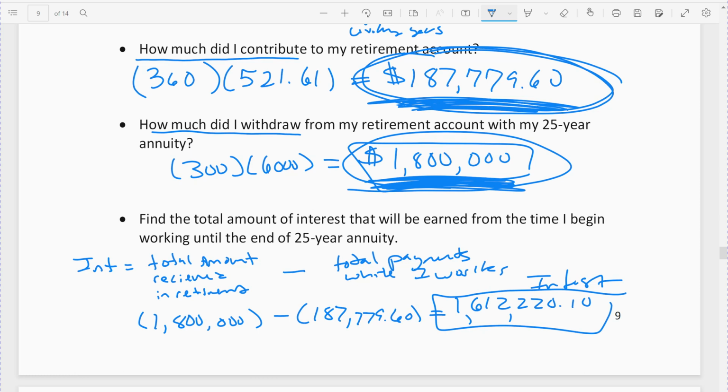All right, over $1.5 million in interest earned. Again, it's a long period of time, right? I worked for 30 years. I was retired for 25 years. So 55 years, if you think about it this way, is a long period of time. This is how much interest we earned in 55 years. So again, it is a lot of money, but it is a lot of money that you accumulated over a long period of time. All right, so in 55 years, you earned $1,612,220.10 in interest.